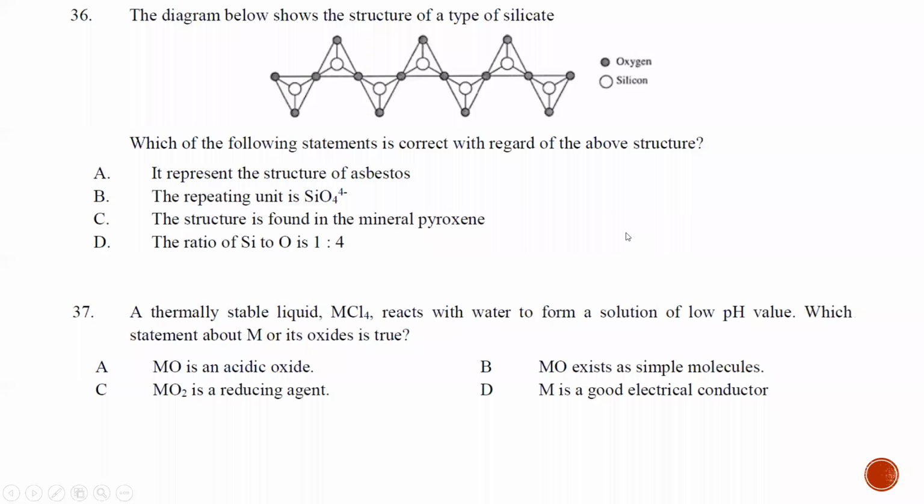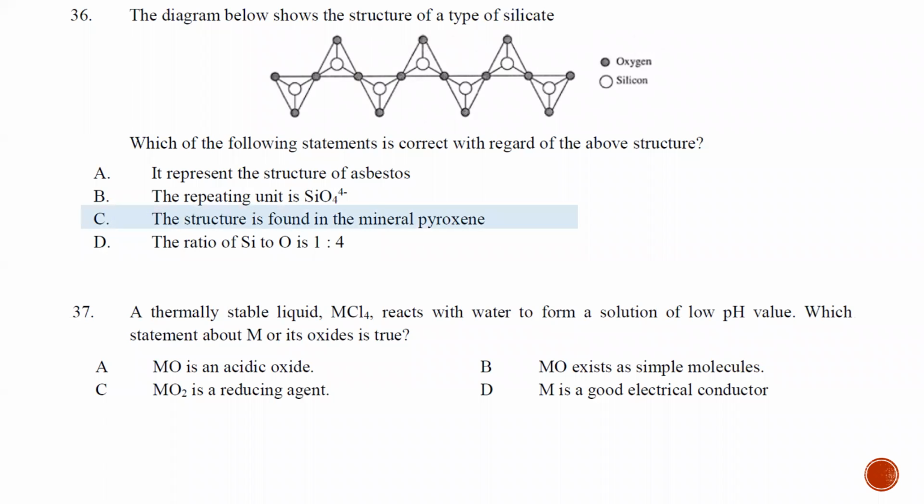So with that, let's continue from where we stopped previously. Previously we stopped at question number 36. So let's continue from there. Question number 36 sounds like this. The diagram below shows the structure of a type of silicate. Which of the following statements is correct with regard to the above structure?